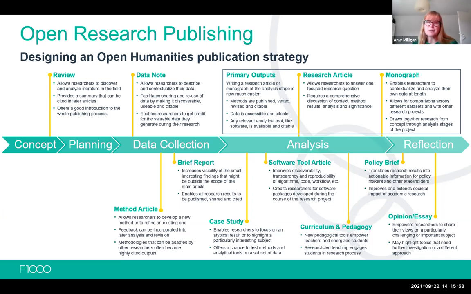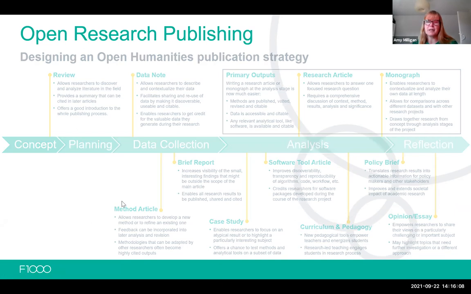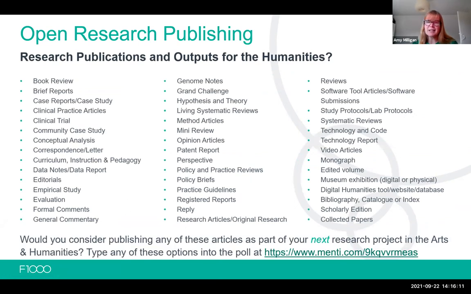I may or may not have convinced you, but perhaps another quick poll will tell. Here's the list of research outputs from earlier, along with our major humanities outputs. Are there any here that you might consider for your next project? Let's see. I guess I can't share two screens at once. Which publication types might you consider for your next research project in the arts and humanities?